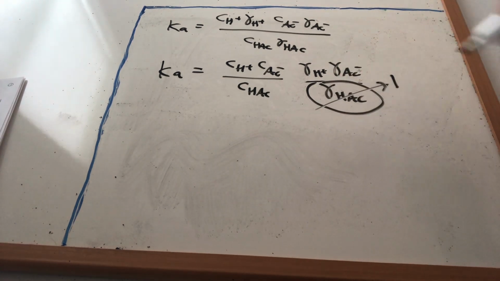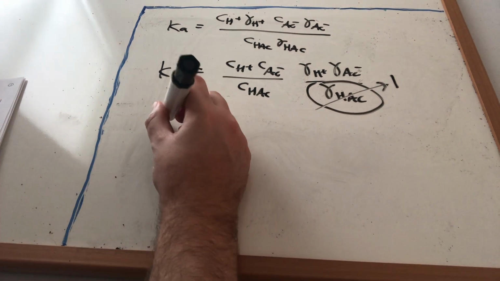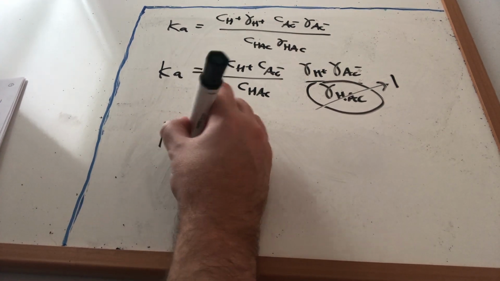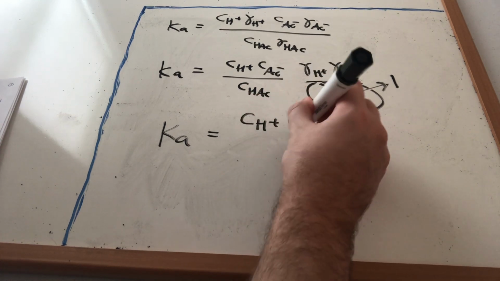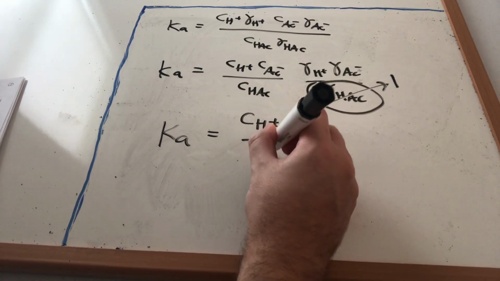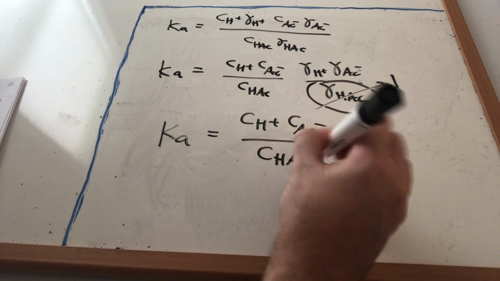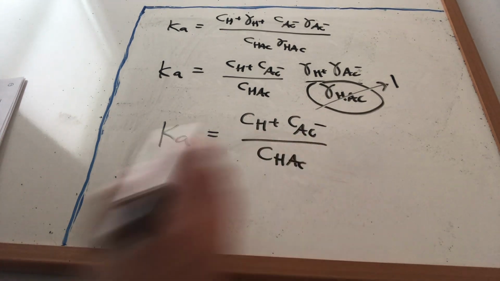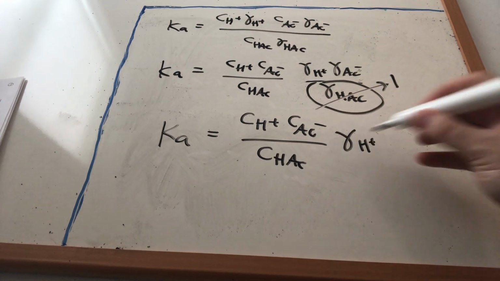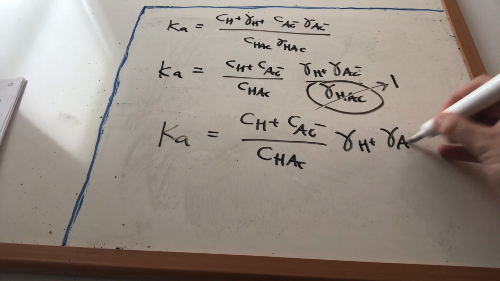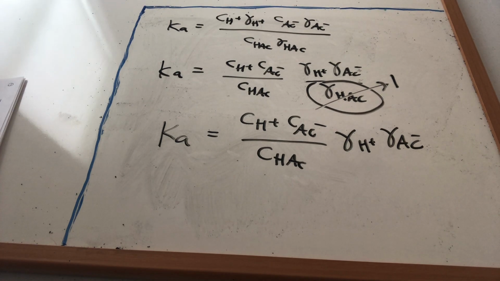For species in our system that do not have a charge, we can assume that their gamma is equal to 1. So the real analysis that we're going to enact is all about this: Ka is really equal to the concentration of H plus times the concentration of AC minus over the concentration of HAC, but these two ions might have some deviation from ideal behavior, so we have to include gamma H plus and gamma AC minus as well.